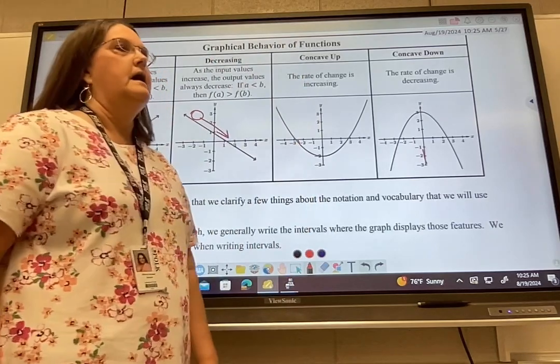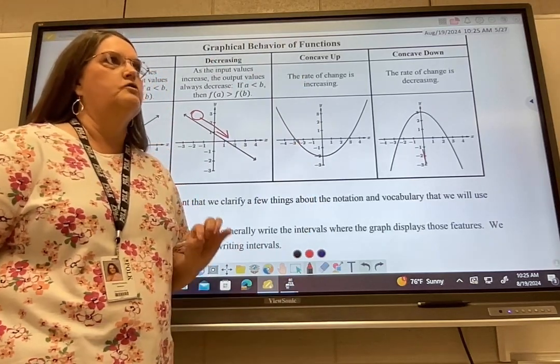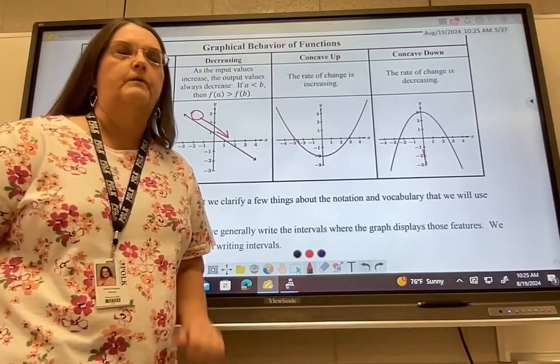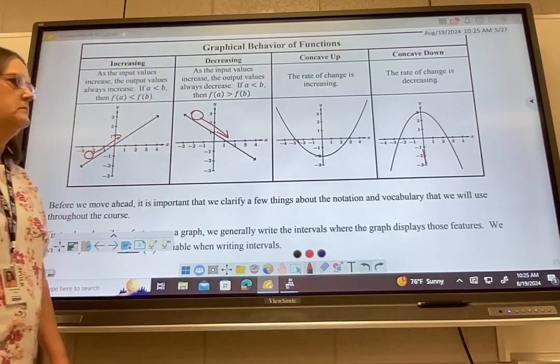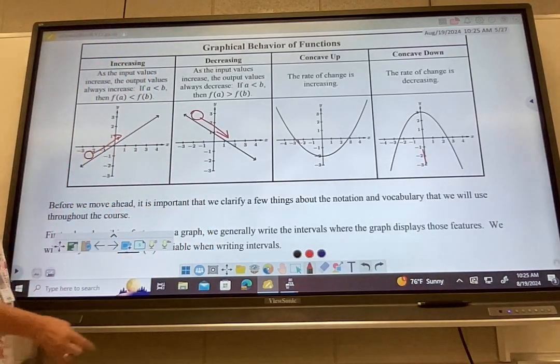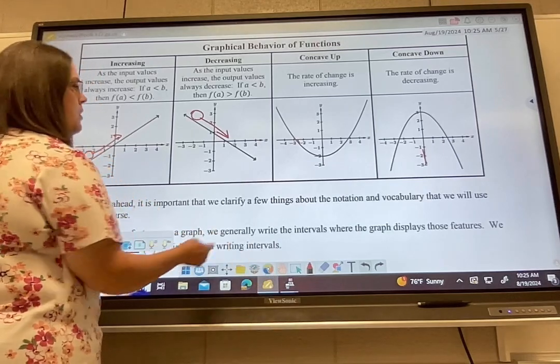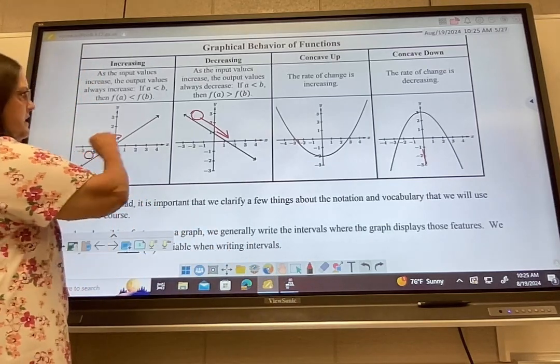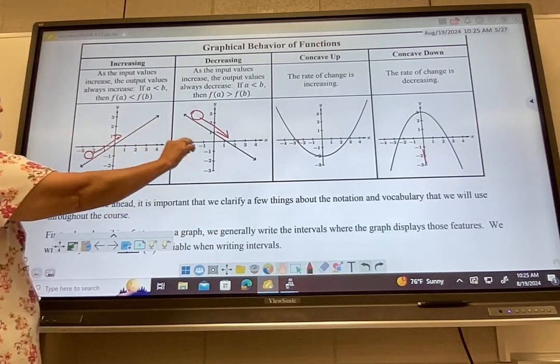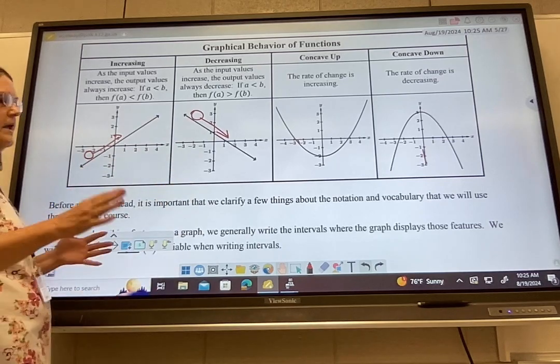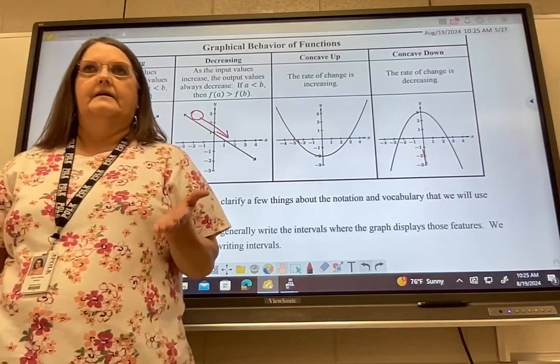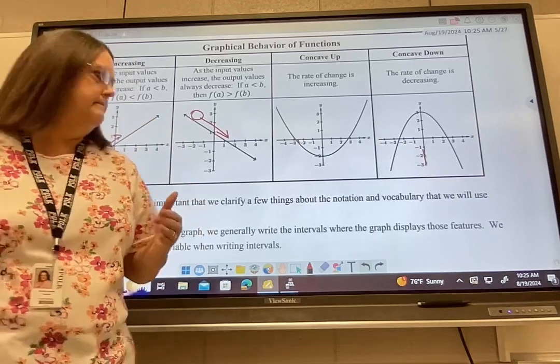And like I said, I don't feel like these notes went into enough depth, so I will be creating more about that and more practice for you to practice those concepts. When we write intervals of increase or intervals of decrease, we always write those using X. So just keep that in mind.